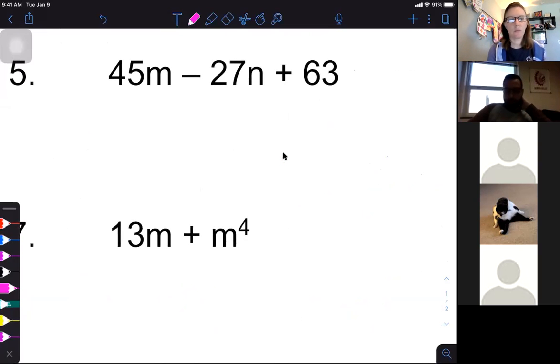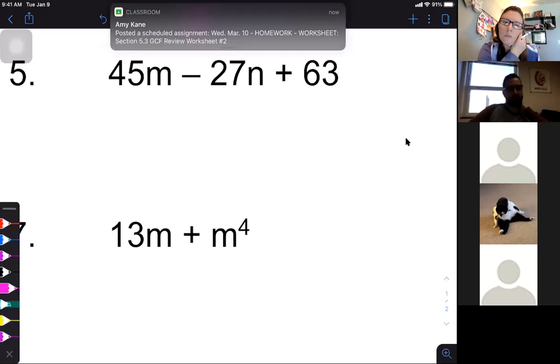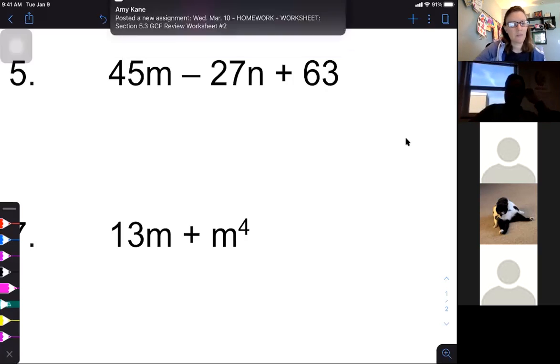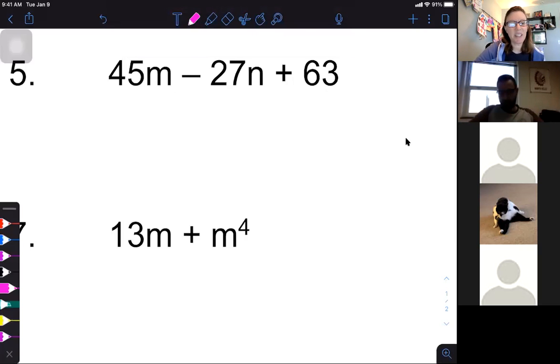So we have 45, 27, 63. What number is a factor, or can go into each of these? Did anybody get this one? There is a GCF. Is it 9? 9? No. Yeah, hold on. Yeah, 9 is good. Yep, nice job, 9, Anya.